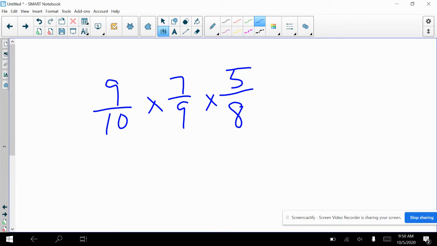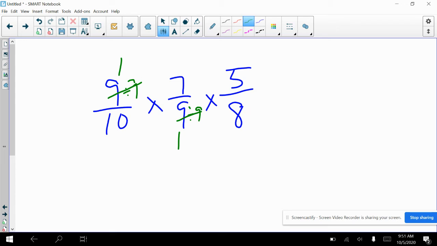We now have 3 fractions. Nine tenths times 7 ninths times 5 eighths. Can we cross reduce anywhere? The nines? Yes. The nines, right? We can divide by 9. Okay, we get 1 and we get 1. Can we do anything else?